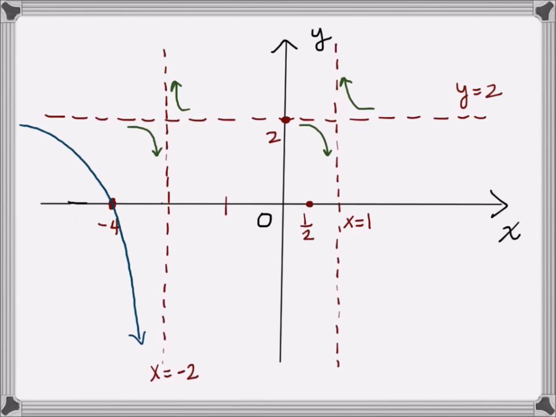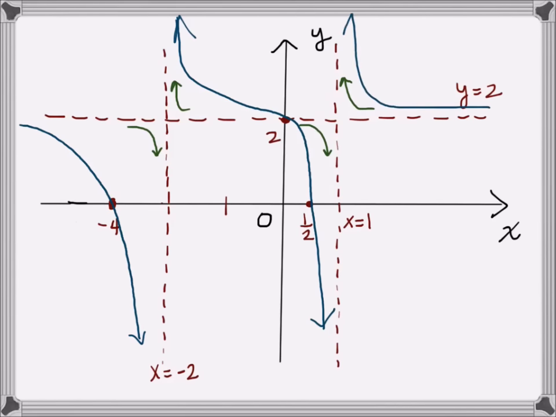For the middle chunk here, I know it's going to go through y value 2 and x value of 1/2, which means it should look something like this. And for the rightmost piece, it's simply just going to do this.